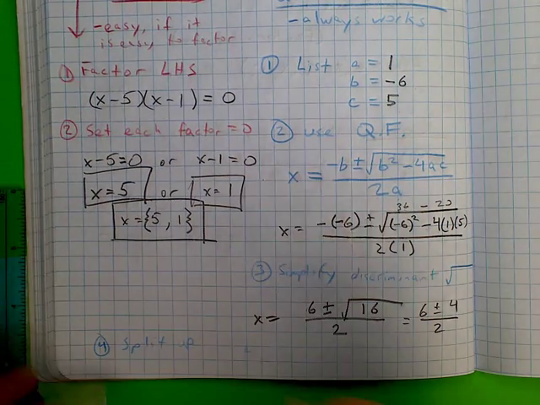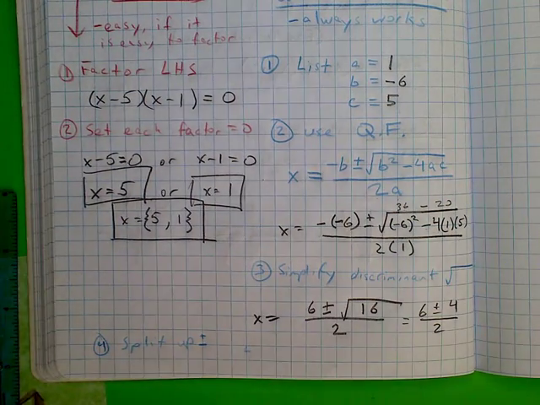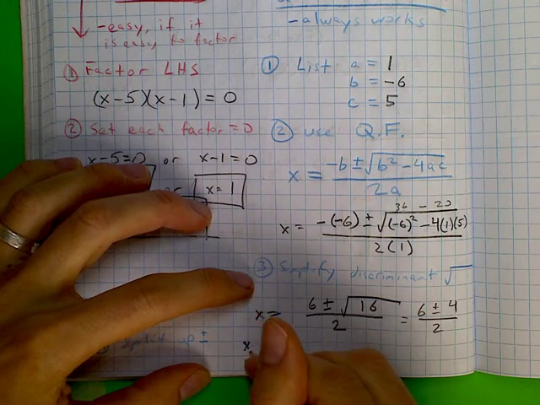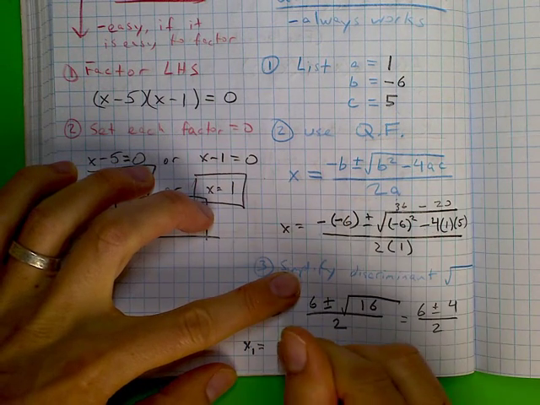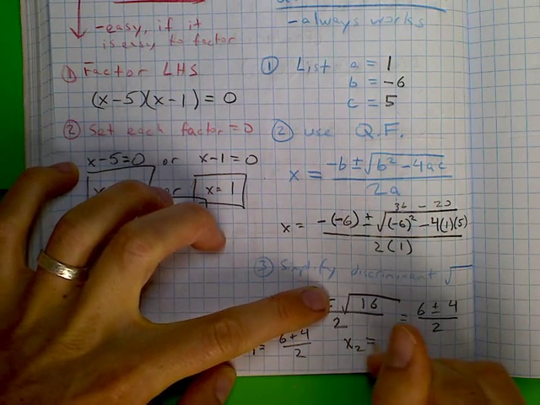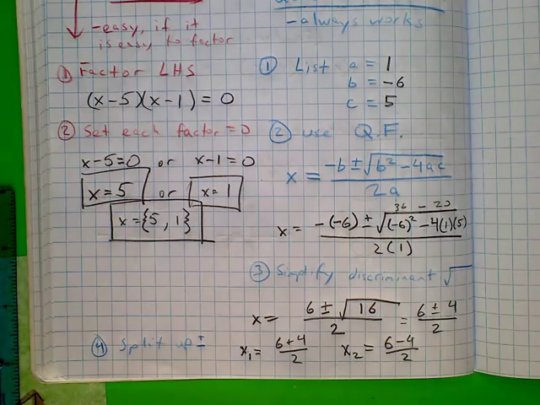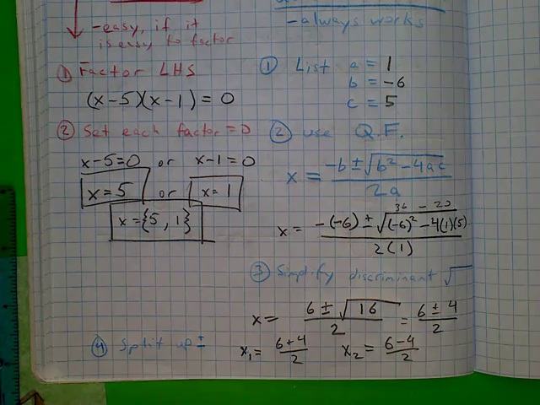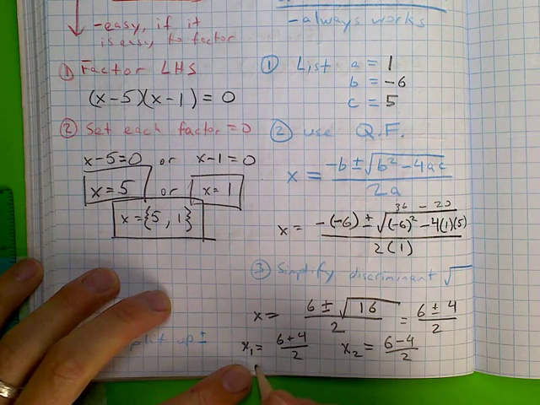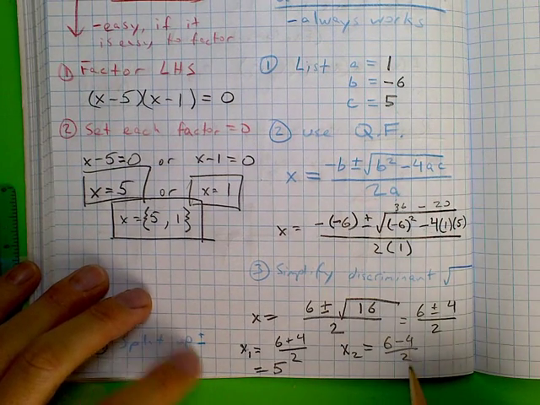All right? So split up the plus or minus. So one of my answers is going to be the plus, so 6 plus 4 over 2. And the other one of my answers is going to be 6 minus 4 over 2. Okay? So I'm going to split it up into 2 separate possibilities. Let's see. So 6 plus 4 over 2, what does that give us? Yeah, that's 10 over 2, 5.